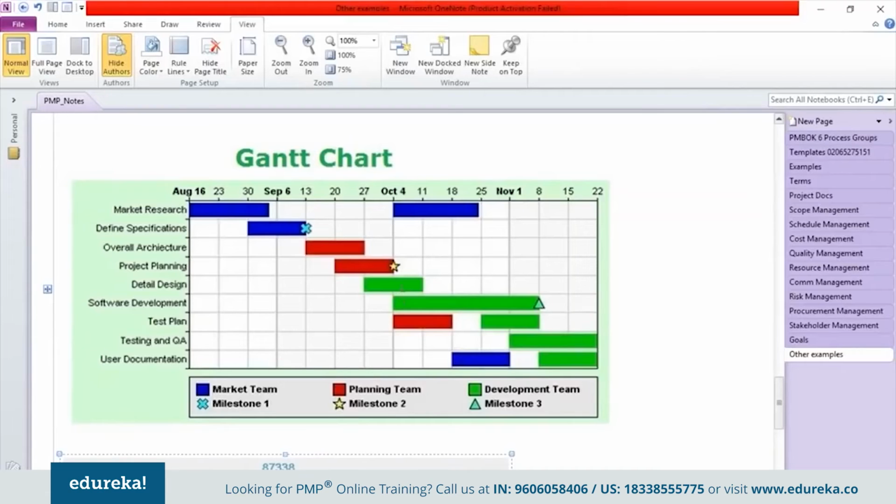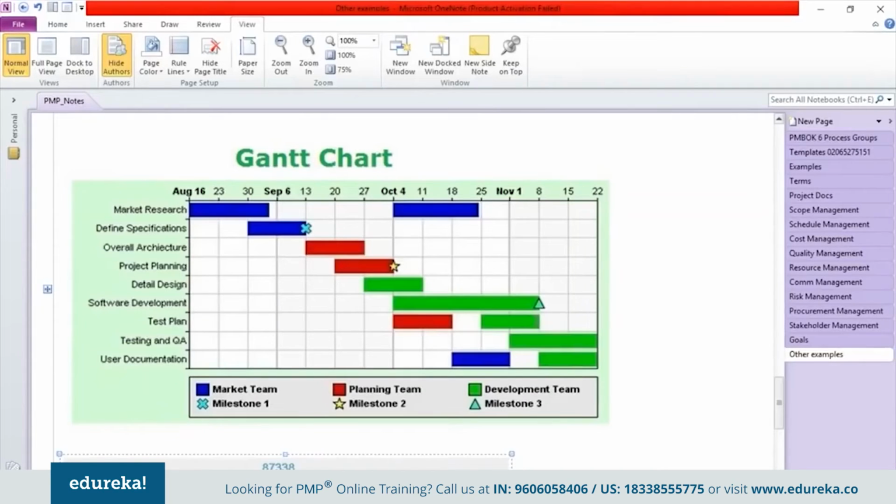Wherever you have key milestones, like project planning is completed, that's my key milestone, so I have highlighted that differently. Milestone 1, milestone 2, milestone 3, likewise, you will highlight those milestones separately. With this, I would know when that activity is going to start and when it is going to end. For example, software development will begin on 4th of October and end on 8th of November, and I will also achieve milestone number 3 by the end of that.